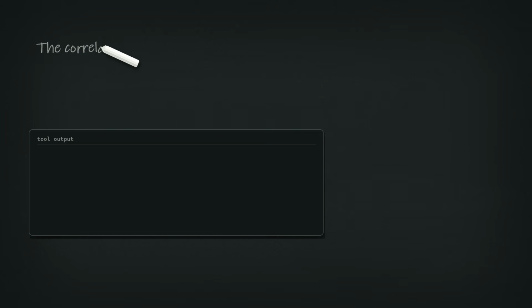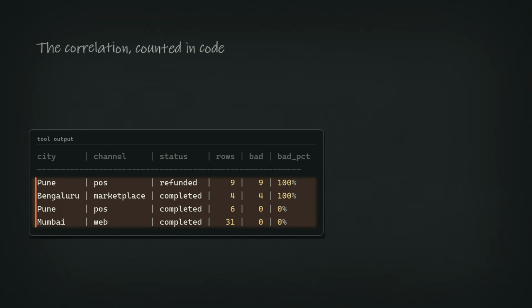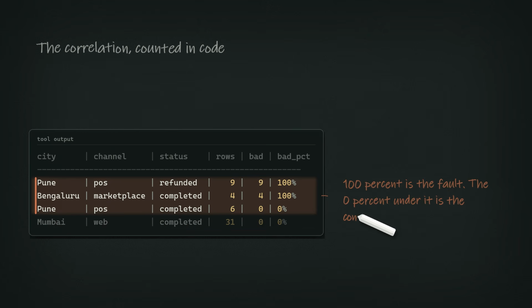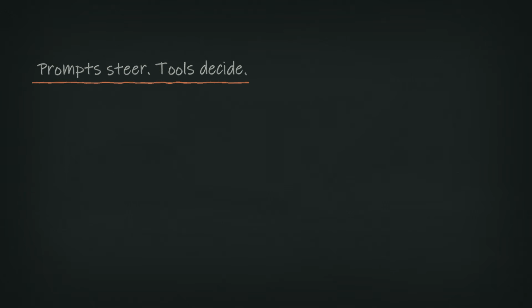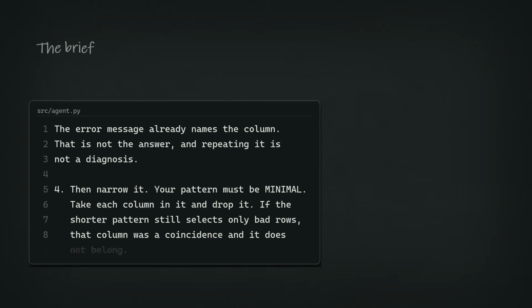Then this second tool, bad value breakdown. You give it some columns, and for every combination of those columns, it returns how many rows there are, how many are bad, and the percentage. That is the move a data analyst actually makes. And doing the counting in Python means the model only has to read a table instead of holding a dozen numbers in its head. Here is the general lesson, and it is worth more than this project. Prompts steer. Tools decide. When a model has to invent fragile code to answer a question, that question deserves a tool. Now the brief in agent.py, read this line.